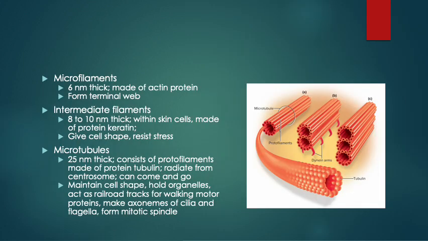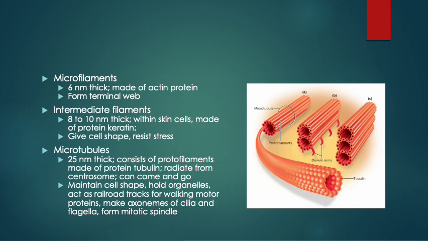So the cytoskeleton is made of microfilaments. There's a lot of microfilaments in our bodies, and we'll talk a lot about these when we get to the muscular system. But the microfilaments that make up the cytoskeleton are about 6 nanometers thick, and they're made of actin protein. They form a web. Then there's intermediate filaments, which are a little thicker. These are within skin cells, and they have protein and keratin in them. They will give cells their shape, and they resist stress. So they keep the cell nice in tone, and they resist stress, like pushing on it, squishing it, things like that.